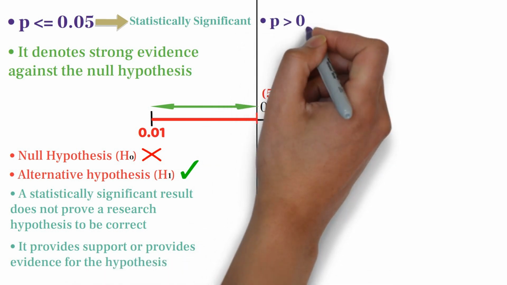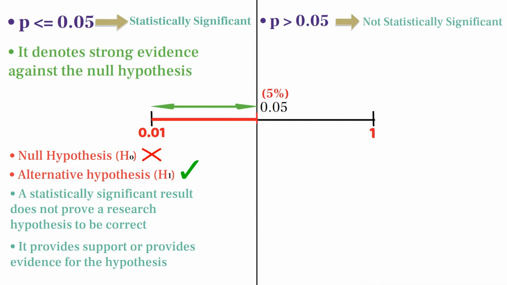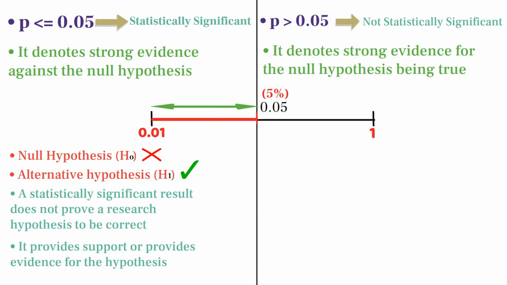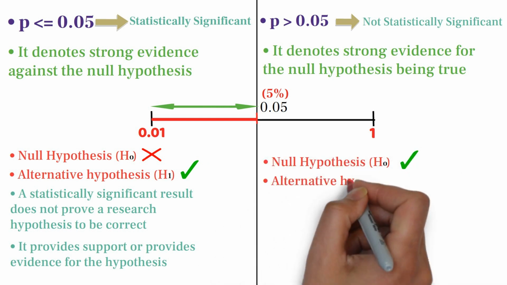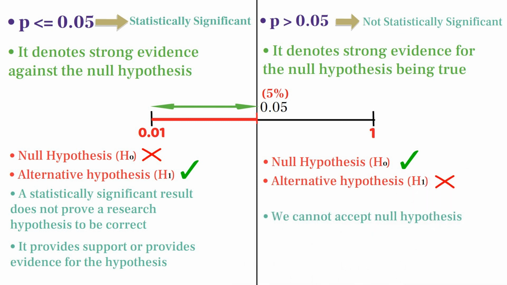Now, a p-value greater than 0.05 is not statistically significant. It denotes strong evidence for the null hypothesis being true. Thus, we retain the null hypothesis and reject the alternative hypothesis. We cannot accept the null hypothesis. We only reject or not reject it.